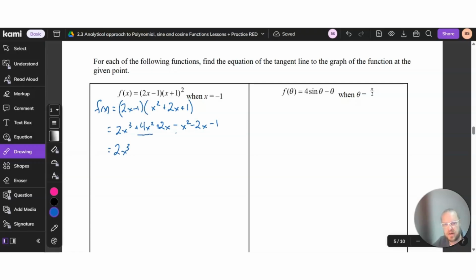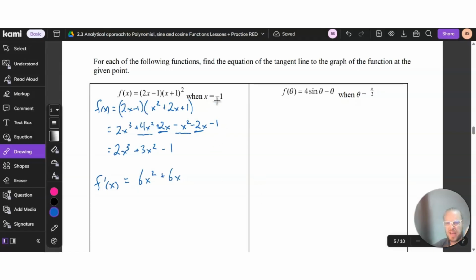Then I'm going to last combine my like terms, so 2x cubed. There's 4x squared and negative 1x squared, so plus 3x squared. Then I've got 2x and negative 2x. Oh, that's nice. That just goes away. And then minus 1. So now that I've got that, I can, of course, find my derivative. This is going to be 6x squared plus 6x.